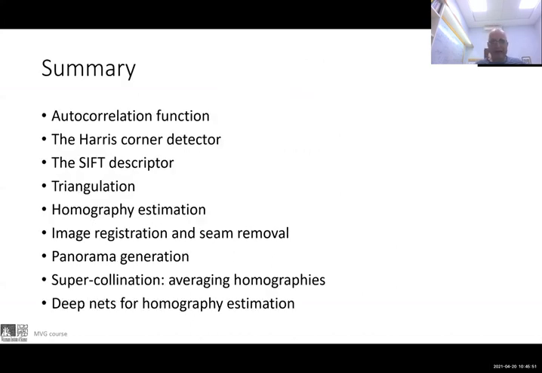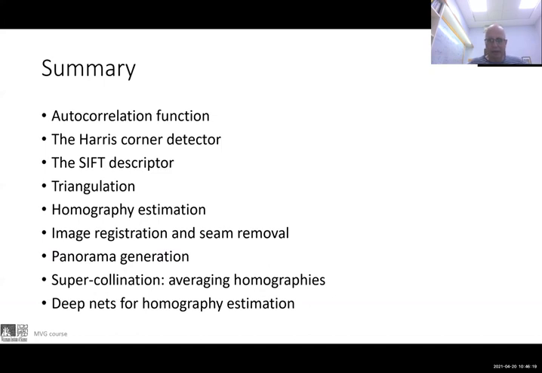Okay, I want to summarize. We talked about the autocorrelation function and how you can use that to detect features. We talked about the Harris corner detector, SIFT descriptors, matches with SIFT. Then we talked about DLT as an algorithm to solve triangulation problems and homography estimation.